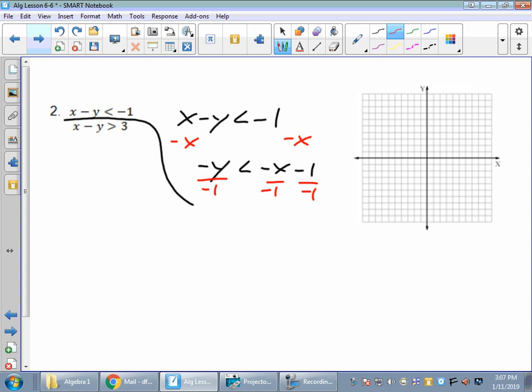So in this case here, I'm going to have a y. I've got to flip that sign now because I'm dividing by a negative. And I've got a positive x and then a positive 1 here. So now when I graph this, I've got a b value of 1. And my slope is also 1. And this is going to be a dashed line because it's just greater than in this case. So I got a plus 1 here. I'm going up 1 over 1, up 1 over 1.